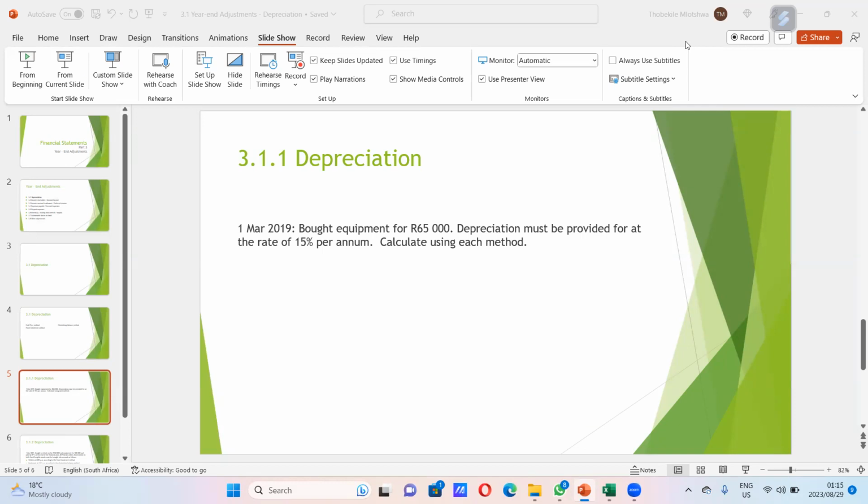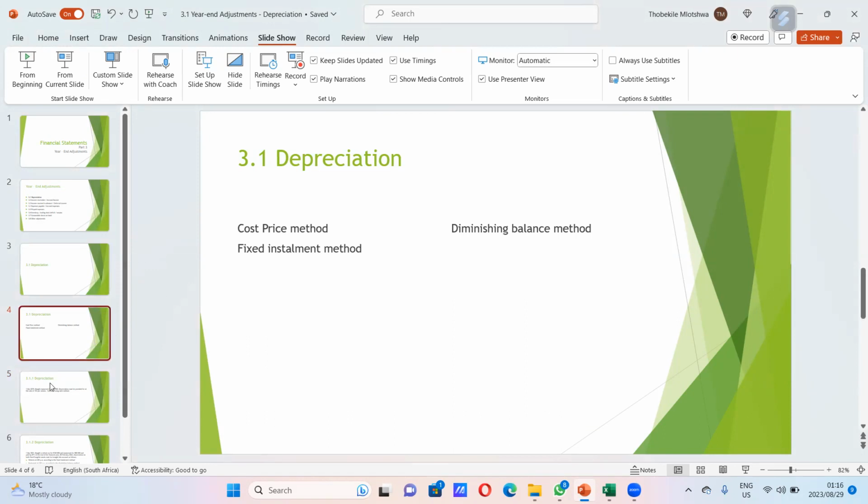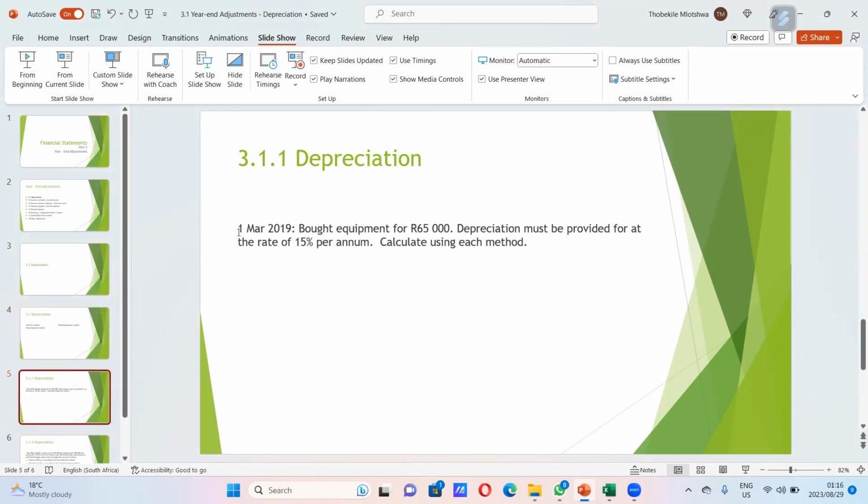So we are still continuing on financial statements and we are doing depreciation. Now we are doing the second method, which is the diminishing balance method. Same exercise: 1 March 2019, bought equipment for 65,000. Depreciation must be provided for at the rate of 15% per annum.